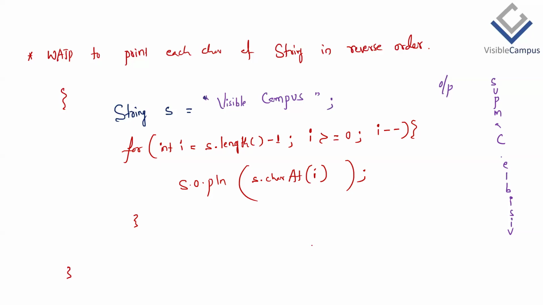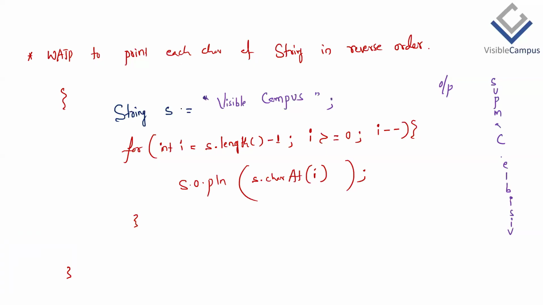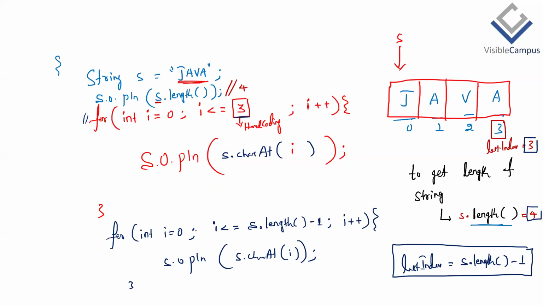Now, based on this, can we have some other previous programs, like write a Java program to print vowels of a string? Can we write? Yes or no? Yes, sir. Now what do we have to do? Inside this for loop, add one if condition, then only print it.